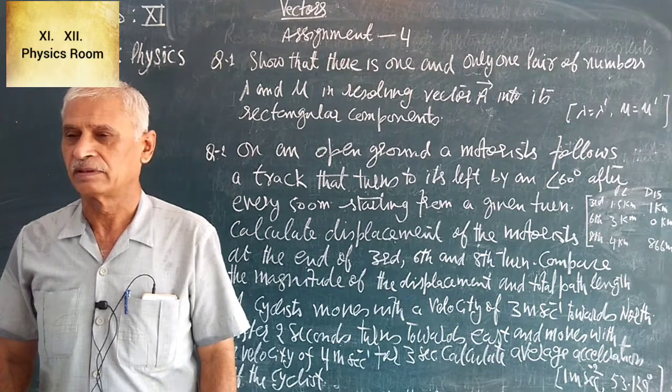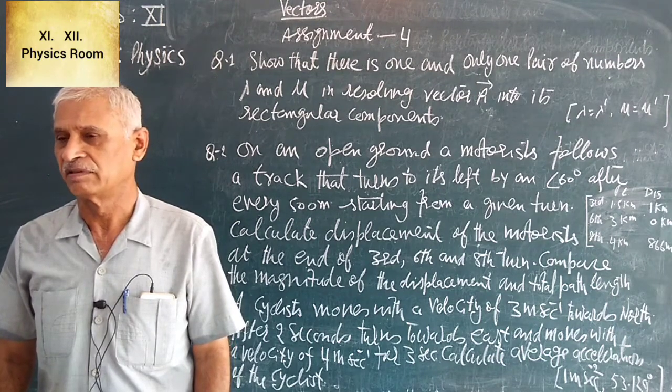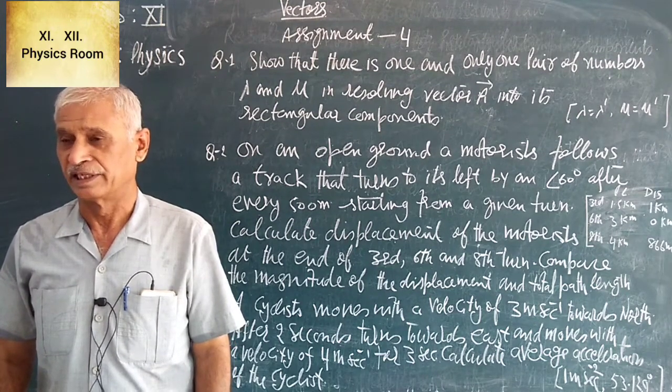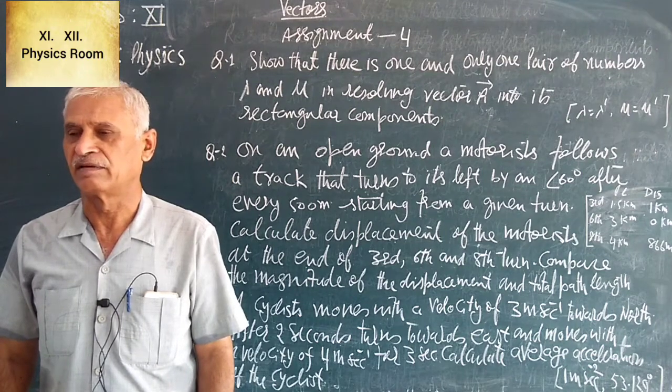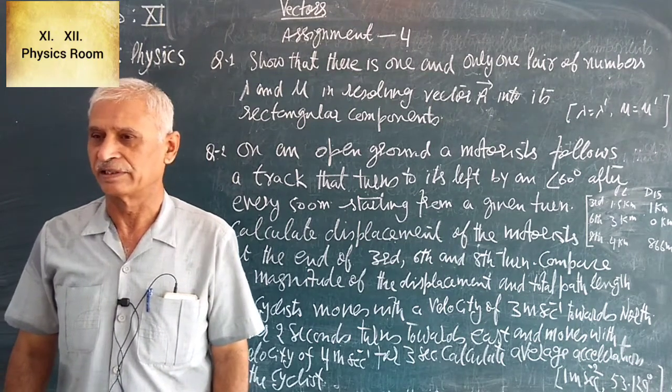Tomorrow we'll take up the second case of addition of 2 vectors, that is when the tail and tail of the 2 vectors coincide. Thank you.